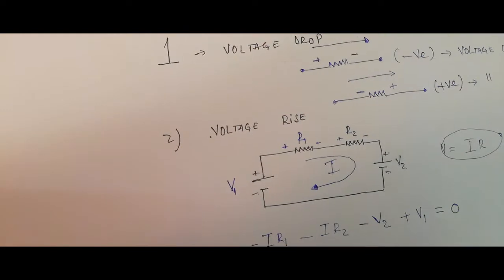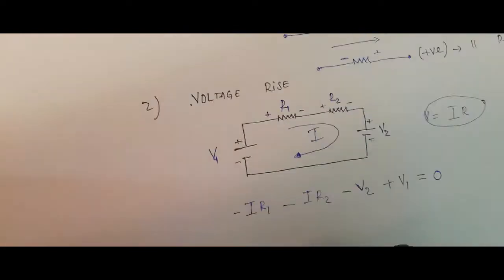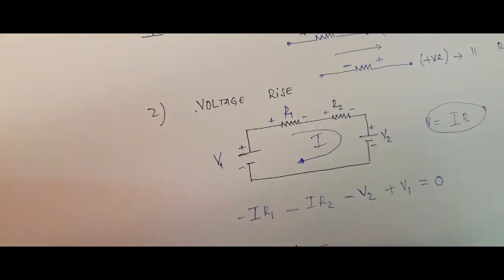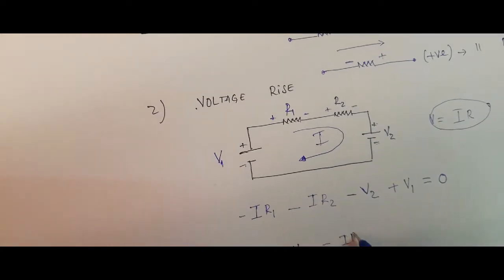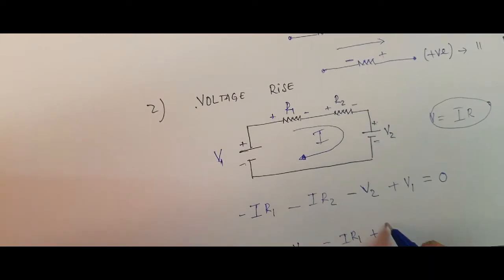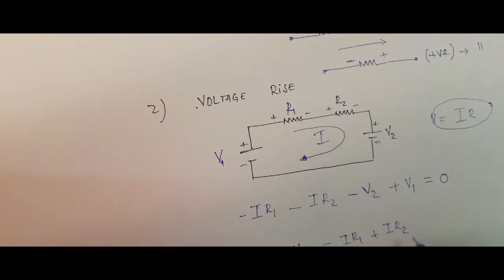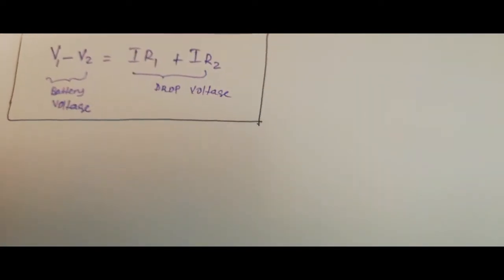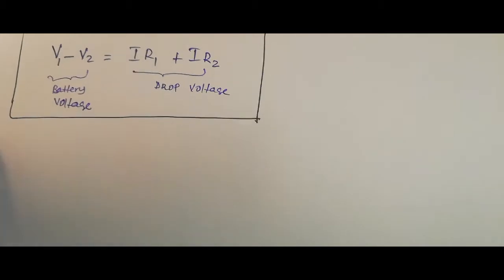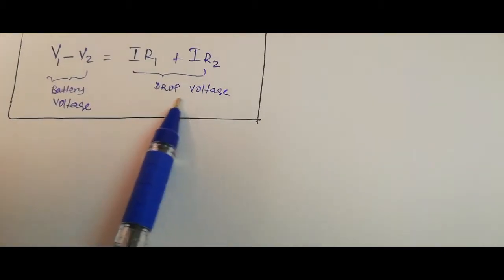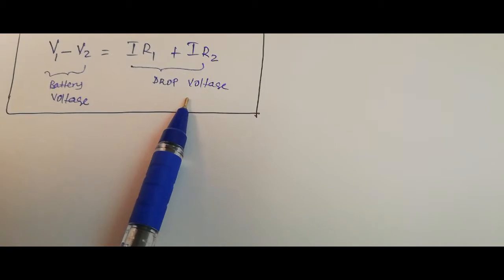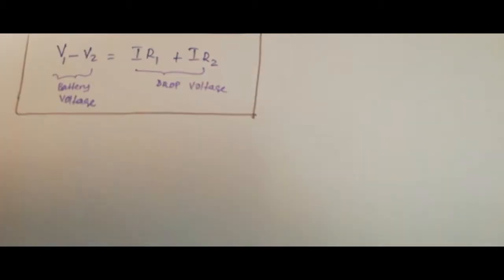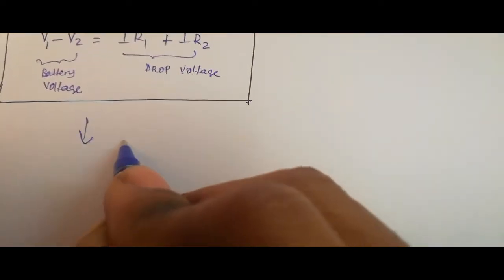Okay, so if you reorganize the equation, we're going to have V1 minus V2 equals I1 R1 plus I2 R2. Therefore in the KVL theorem, the sum of the battery voltages in this case is equal to the sum of voltage drops. This theorem is also called the conservation of energy.